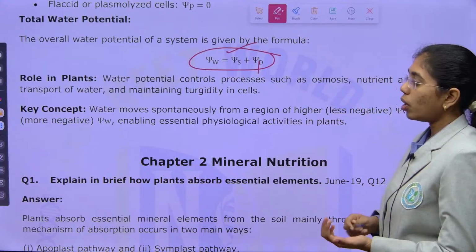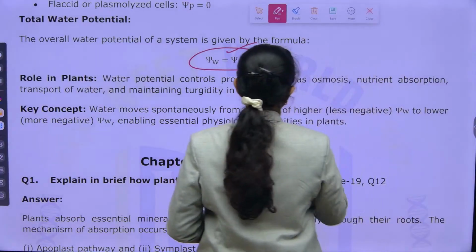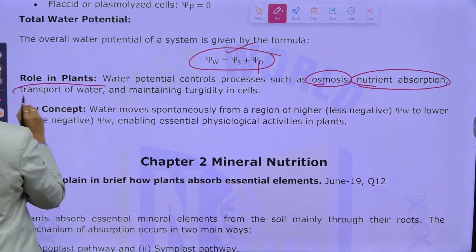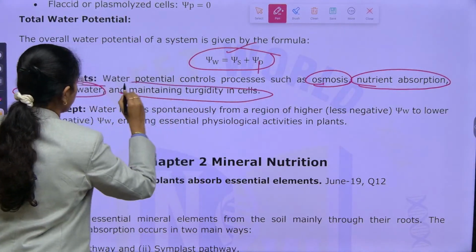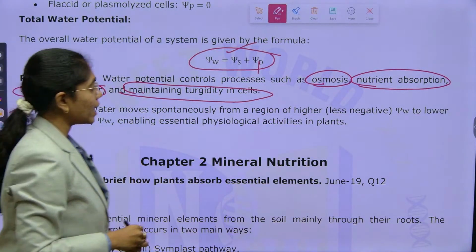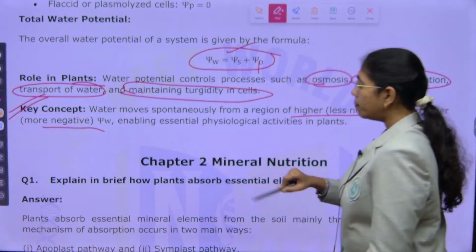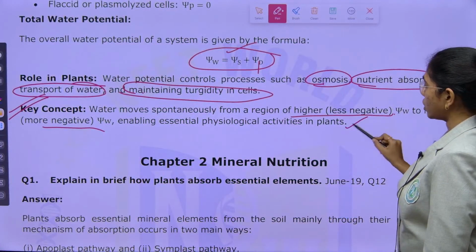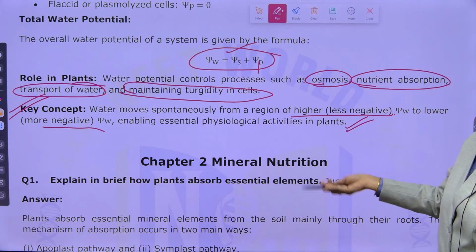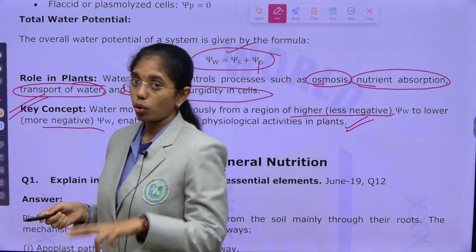Fine, right? Role in plants. What is the role of water potential in plants? Water potential will control processes such as osmosis, nutrient absorption, transport of water, and it will maintain turgidity in the cells. Now here we will see the key concept. Water moves spontaneously from a region of high concentration to lower concentration. This will enable essential physiological activities in the plants. Clear till here? This is the complete and brief explanation about water potential, where you will highlight the movement of water from higher water potential to lower water potential.